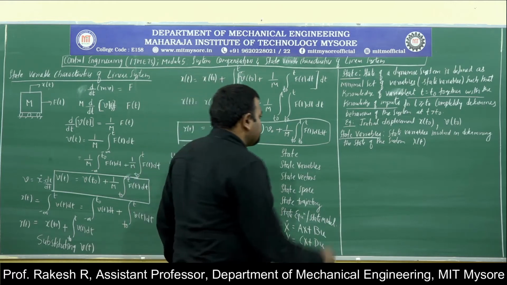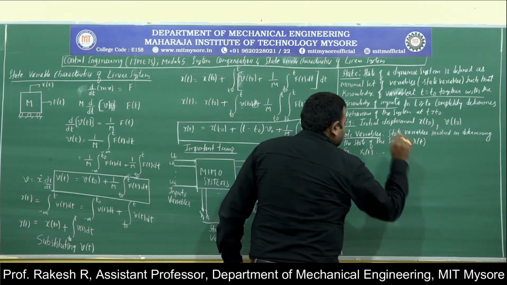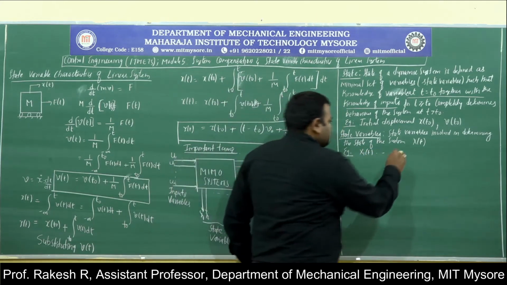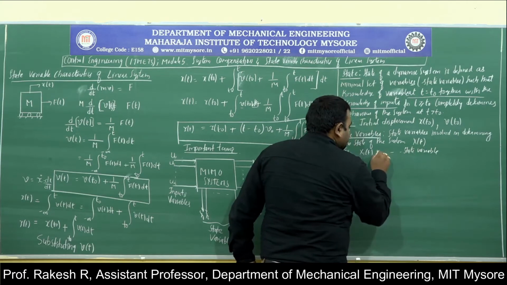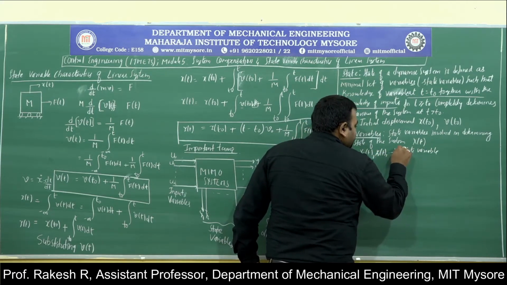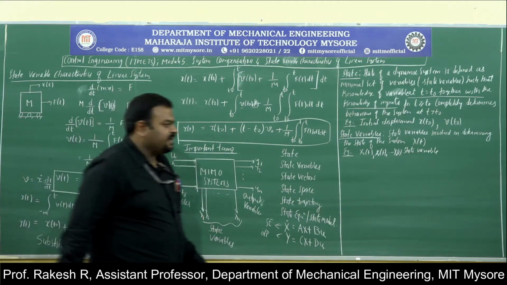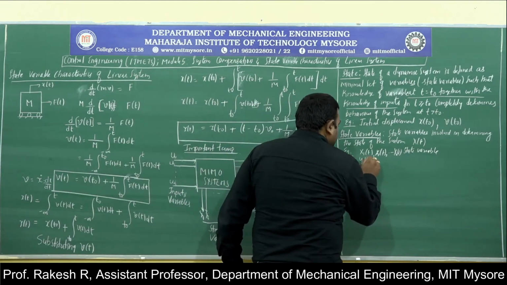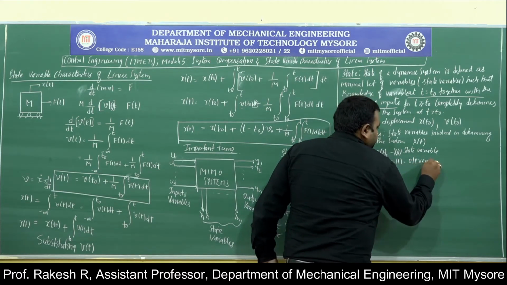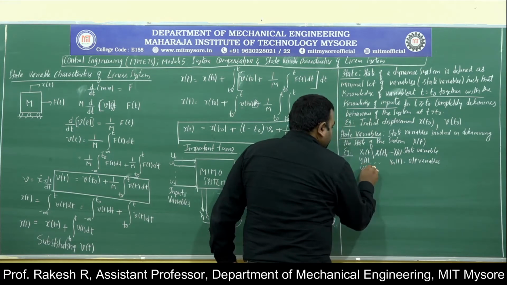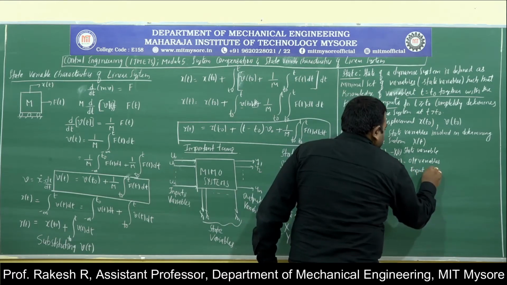The example for that is x1 of t. That is one of the state variables. Similarly, x2 of t, similarly, up to xn of t. They are nothing but the state variables. And y1 of t up to yn of t, they are output variables. And u1 of t up to un of t, they are input variables.